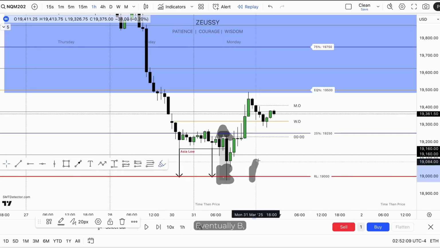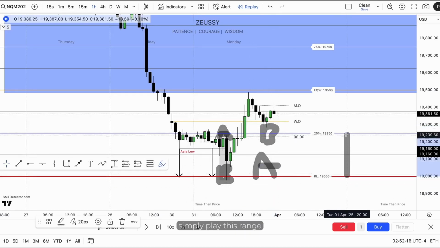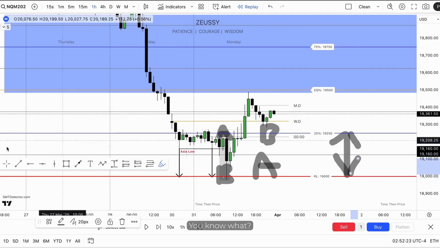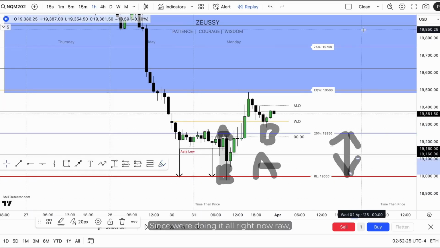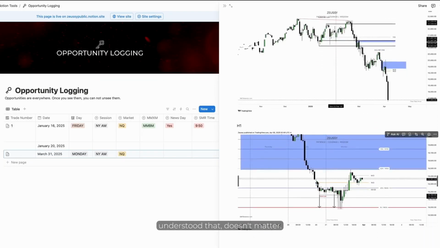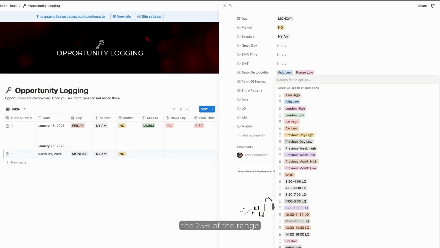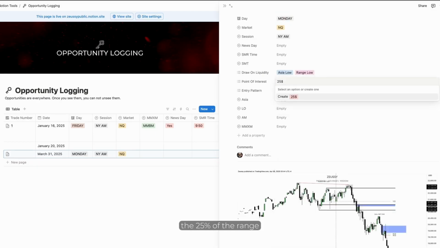Eventually B turns into A. So what you can see is that you can simply play this range back and forth until we displace outside of it. You know what? Since we're doing it all raw right now, no, I'm not going to save that one. It's clear. And some of you probably already clicked off, so they wouldn't have understood that. Doesn't matter. All right. Point of interest is going to be the 25% of the range.